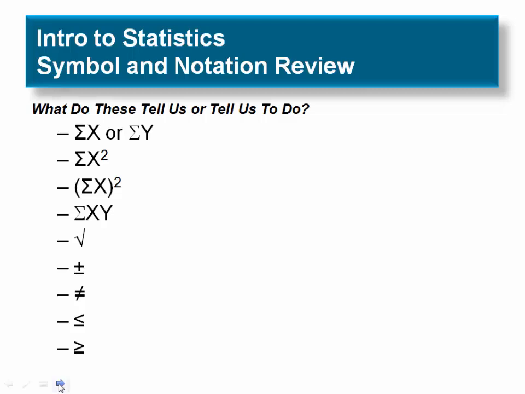The next symbol, the one that looks like a check mark, tells you to calculate a square root. Listed below that is a symbol that tells you that you are going to both add and subtract within the operation. The last three symbols show not equal to, less than or equal to, and greater than or equal to.